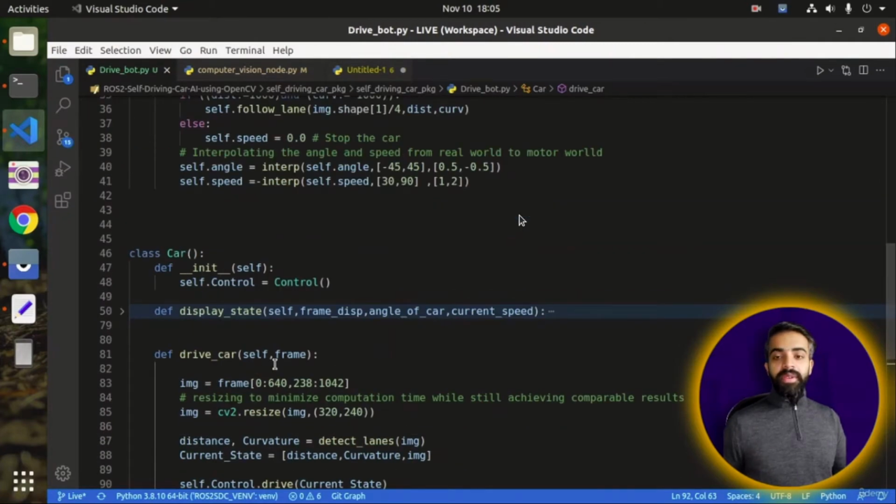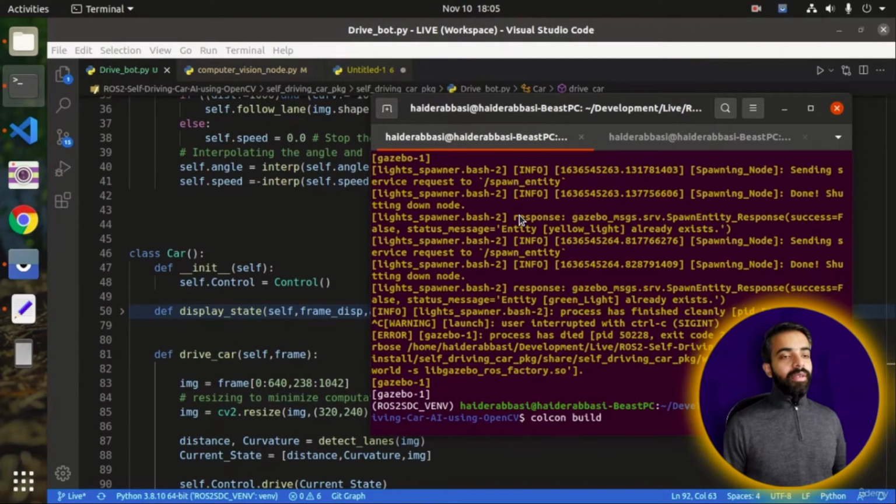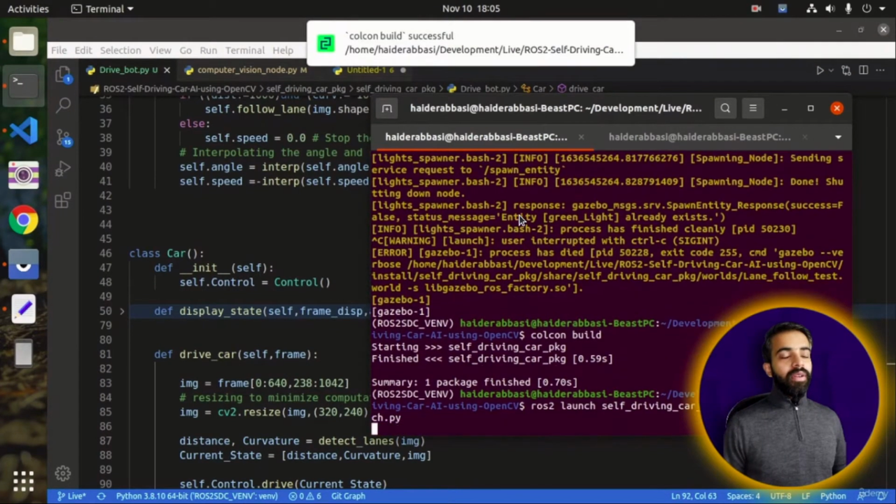So all that is left for us to do is simply build this module and see for ourselves whether the car was able to successfully follow the lane. So we move inside the terminal. Right here, Qualcomm build, launch the simulation.